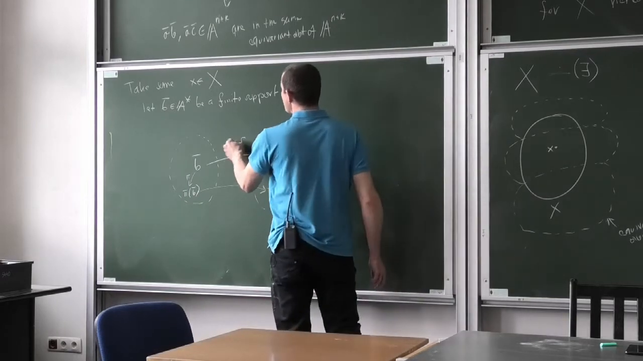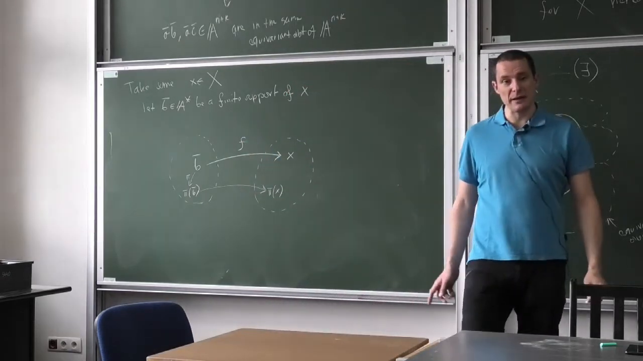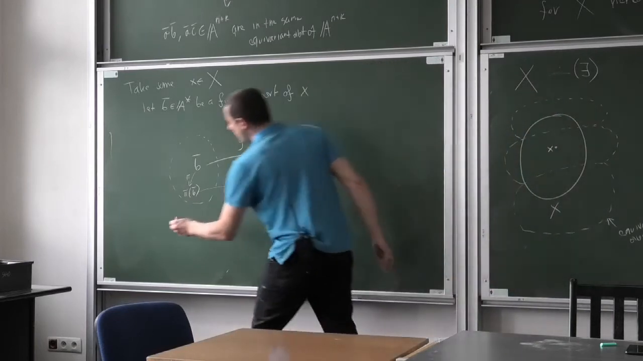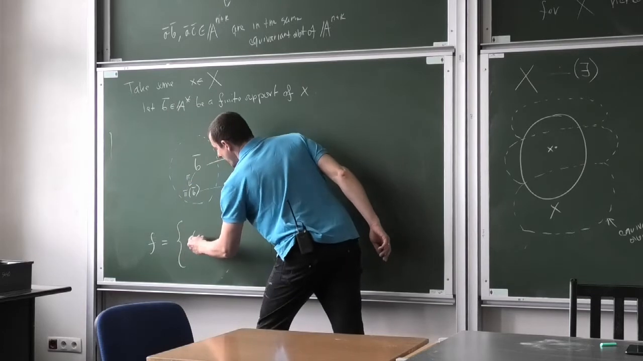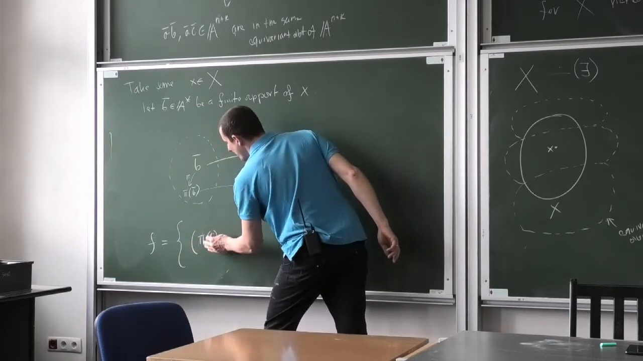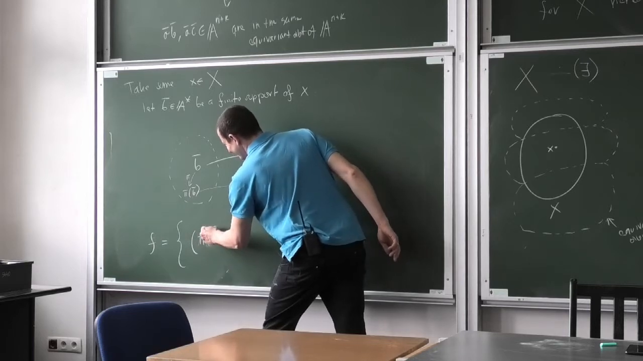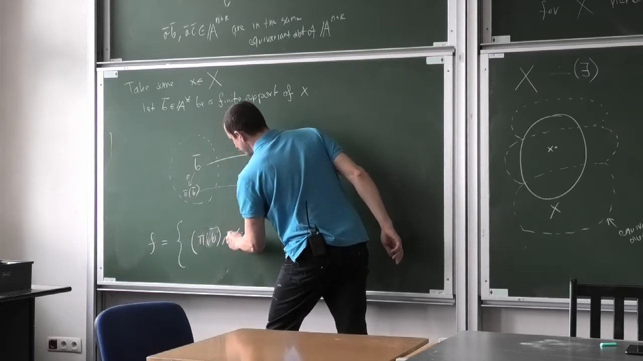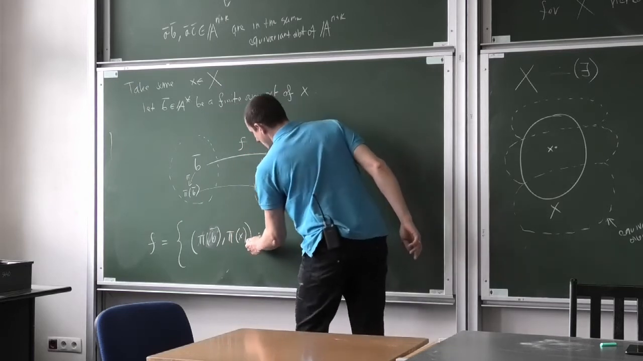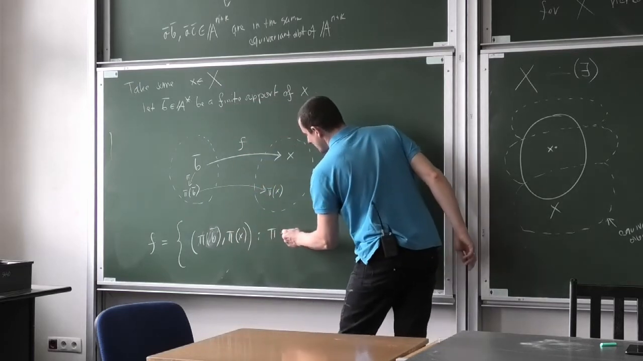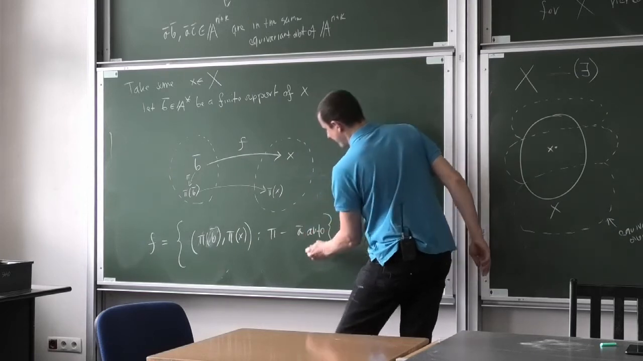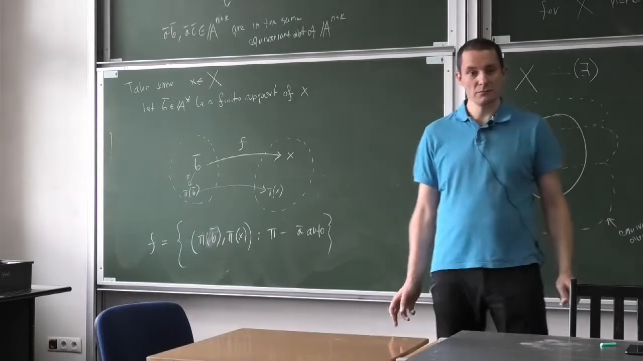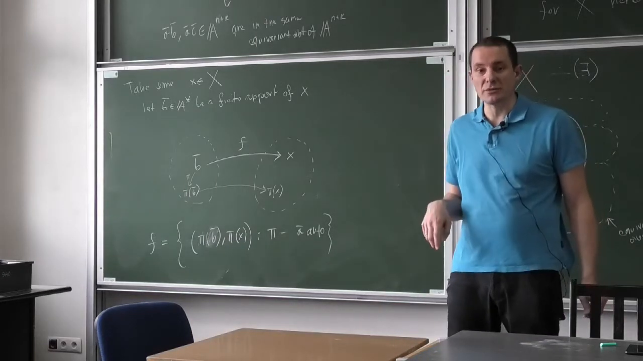So I define a function f this way. Let me be a little bit precise. I define f to be the set of pairs pi of x, pi of b, ranging over pi, which is an A automorphism. Okay? So for the moment, it's a binary relation.